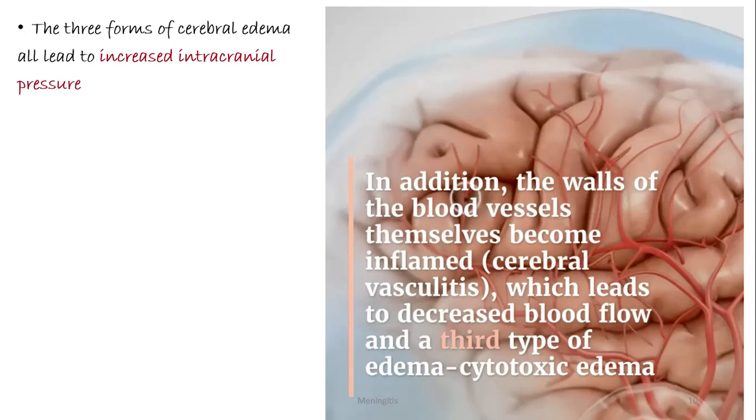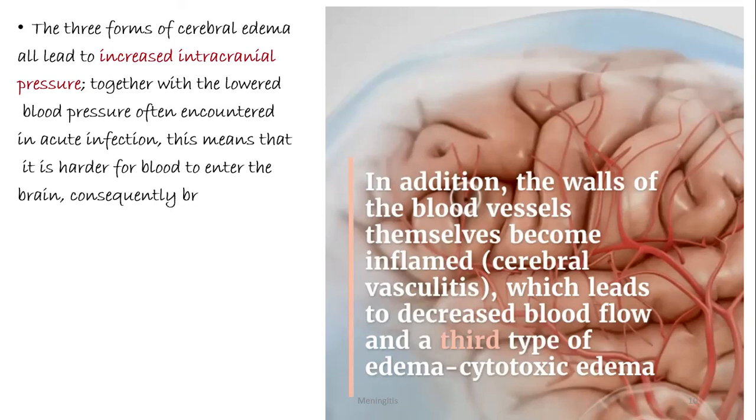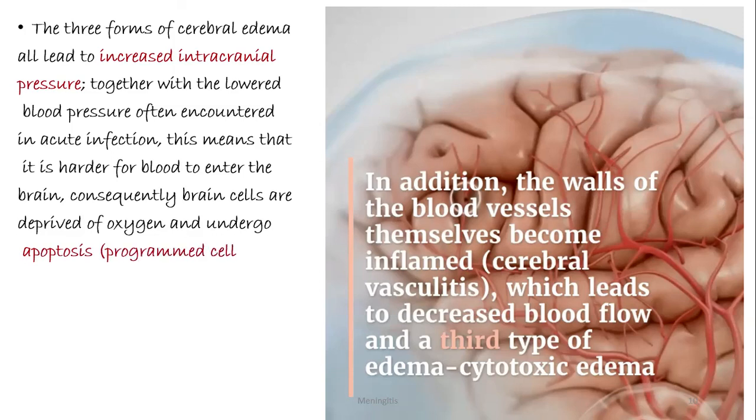The three forms of cerebral edema lead to increased intracranial pressure together with the lowered blood pressure which often is encountered in acute infection. This means that it is harder for the blood to enter the brain and consequently brain cells are deprived of oxygen and undergo hypoxia, and due to hypoxia it results in apoptosis, that is programmed cell death.